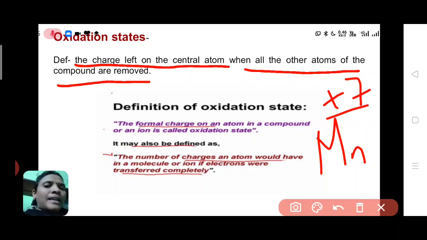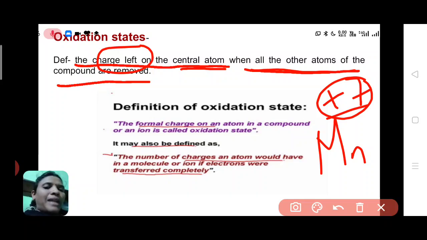So what is oxidation state? It is the charge left, that is, this positive charge +7 on manganese. It is the charge left on the central atom when all the other atoms of a compound are removed. We took the example of KMnO4: Mn is the central atom, and 4 oxygen and potassium are the other atoms. When we remove potassium and 4 oxygen from KMnO4, we get a +7 charge on manganese. So +7 is the oxidation state of manganese.